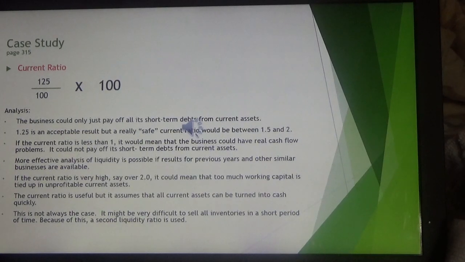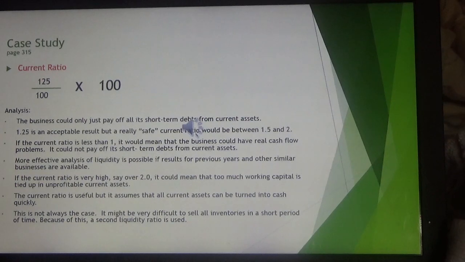If the current ratio is less than 1, it would mean that the business could have real cash flow problems. It could not pay off its short-term debts from current assets. More effective analysis of liquidity is possible if results for previous years and other similar businesses are available. If the current ratio is very high, say over 2, it could mean that too much working capital is tied up in unprofitable current assets.